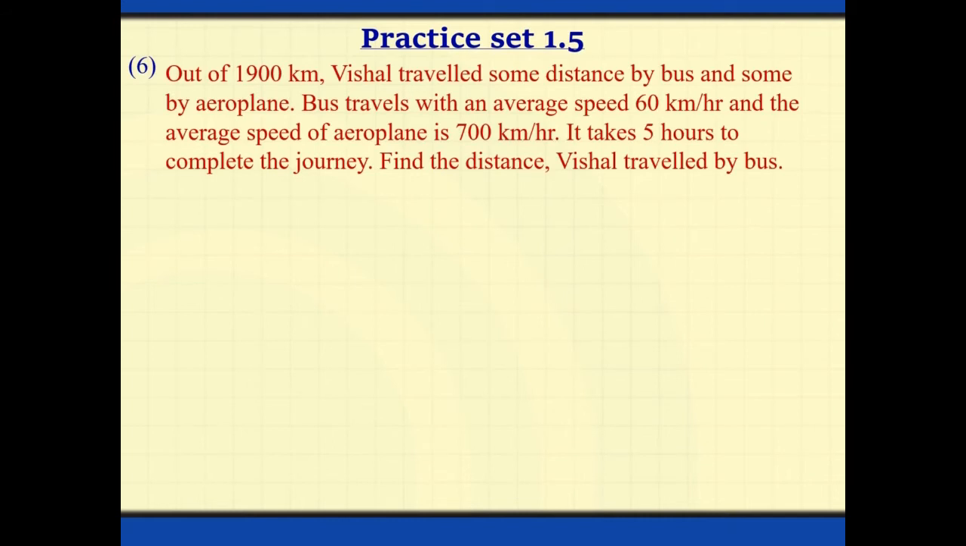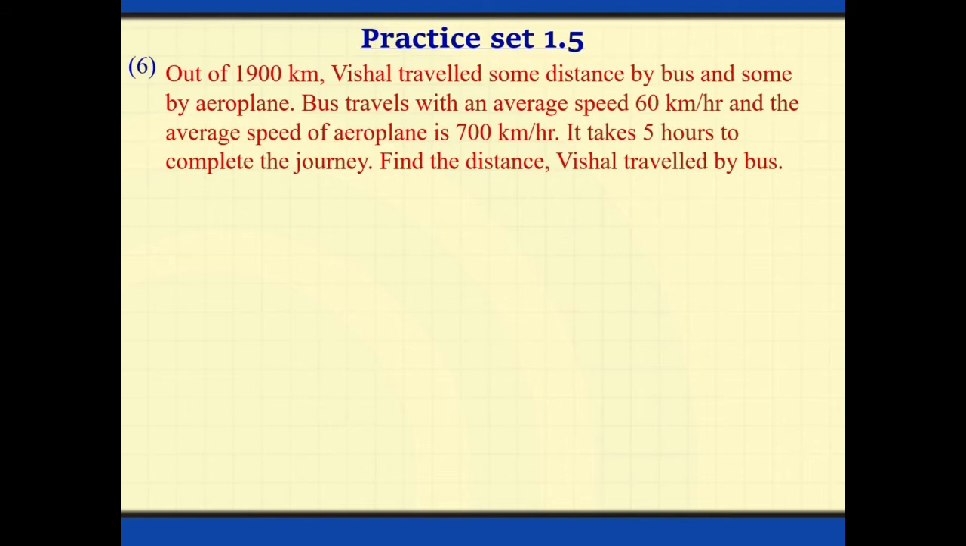Now this is question 6 from practice set 1.5. Out of 1900 kilometers, Vishal traveled some distance by bus and some by aeroplane. The bus travels with an average speed of 60 km per hour and the average speed of the aeroplane is 700 km per hour. It takes 5 hours to complete the journey. Find the distance Vishal traveled by bus.